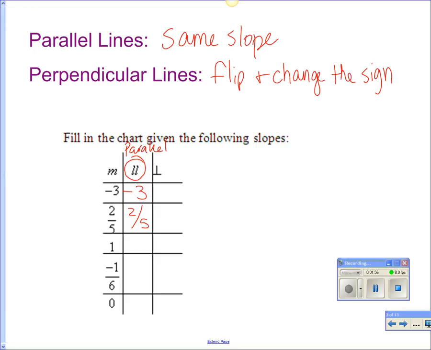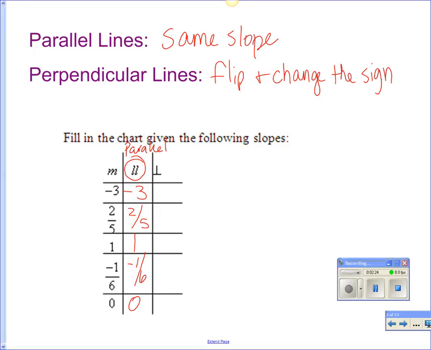If I tell you the slope is 1, what is the parallel slope? It is 1. You keep it the same. If it's -1/6, it's going to be -1/6. And lastly, if I tell you the slope is 0 and I ask for parallel, it's going to be 0. Okay, so we got that down.